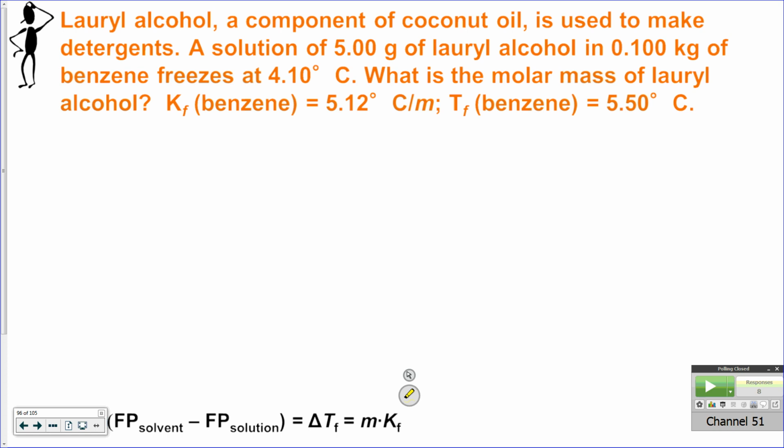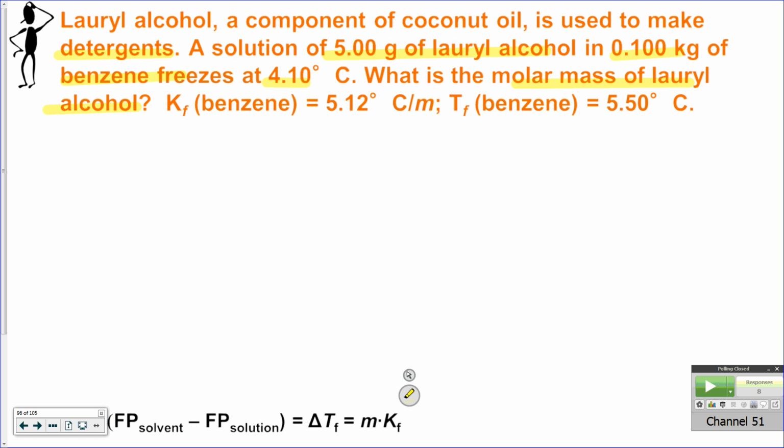We're going to be given an unknown substance. We're going to compare the freezing point of the solvent. Then we're going to put that unknown substance in there, and from that, we're going to determine the molar mass of that substance by finding out what the freezing point is again. So in this example, lauryl alcohol, it's a component of coconut oil. It's commonly used to make detergents. A solution that has 5 grams of lauryl alcohol and 0.1 kilograms of benzene freezes at 4.1 degrees. I want to know what is the molar mass of lauryl alcohol.